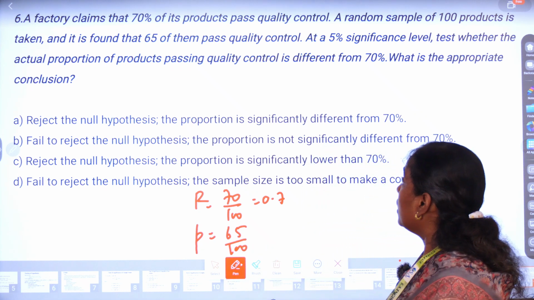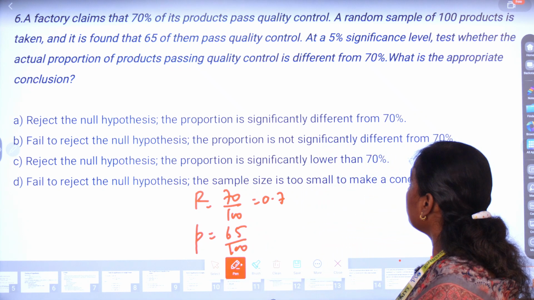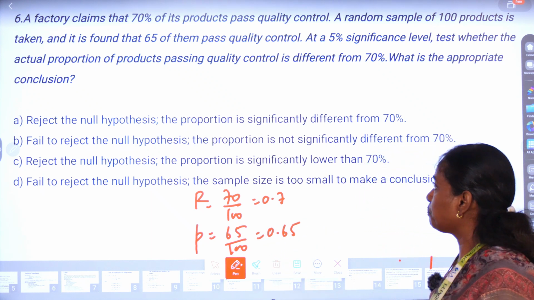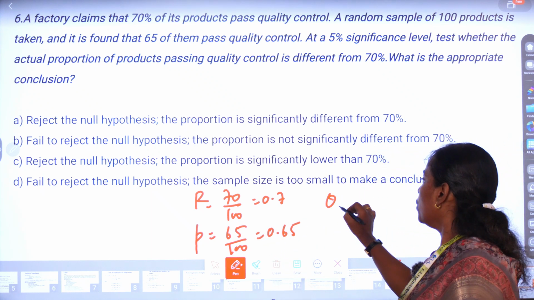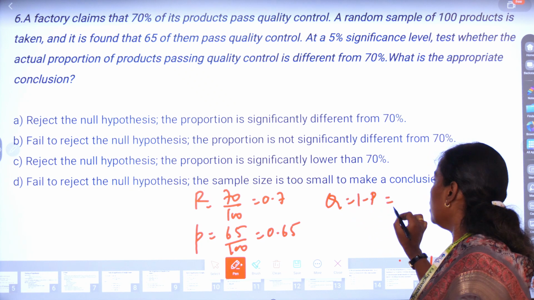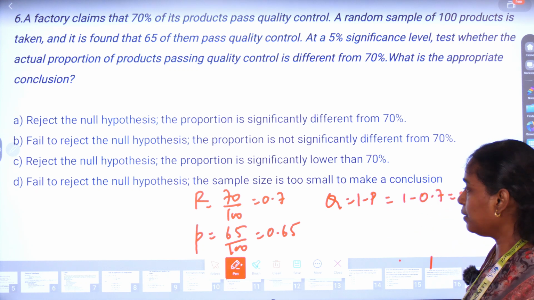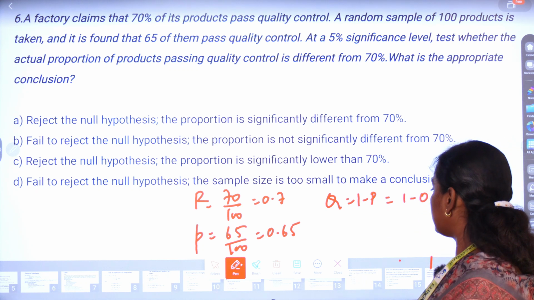They have said it is found that 65% of them pass quality control, which is nothing but 0.65. Now what is your Q? Q is nothing but 1 minus P. So 1 minus 0.7, which is nothing but 0.3, right? Now we will move on to the test statistics.